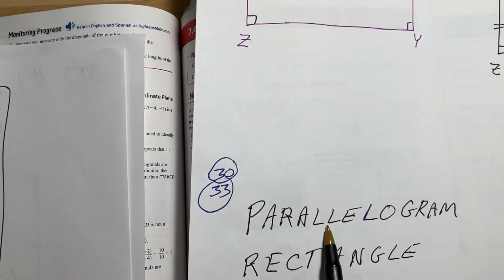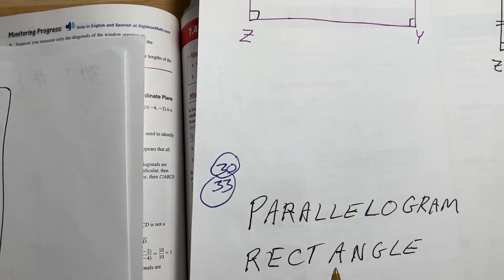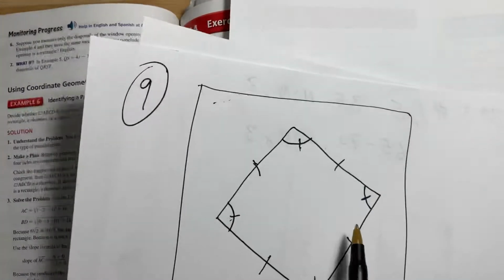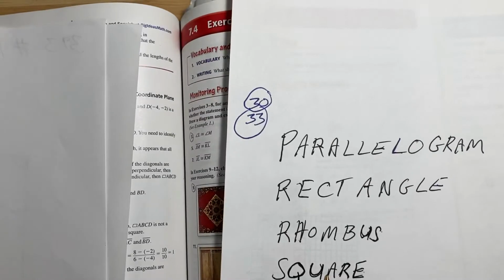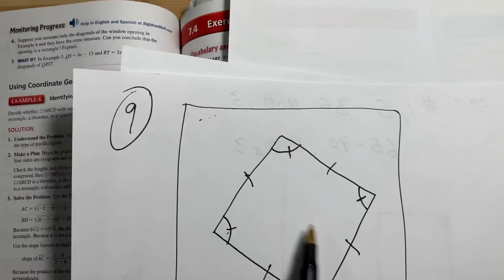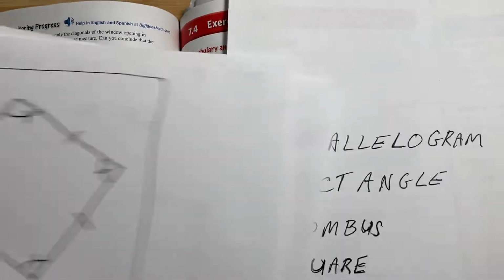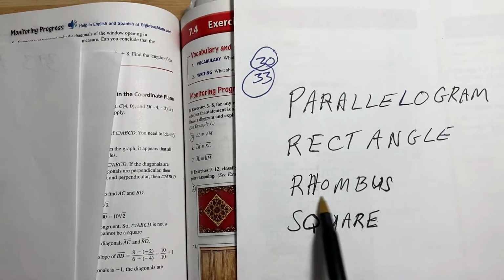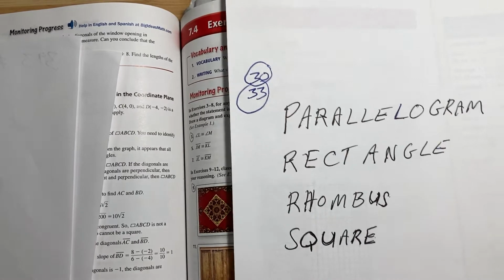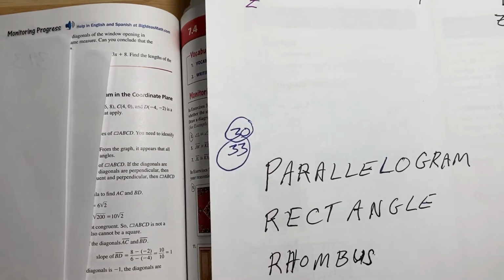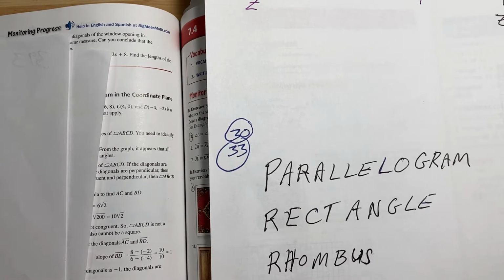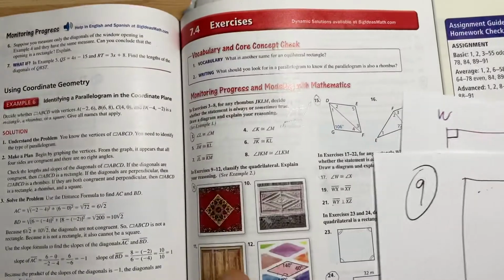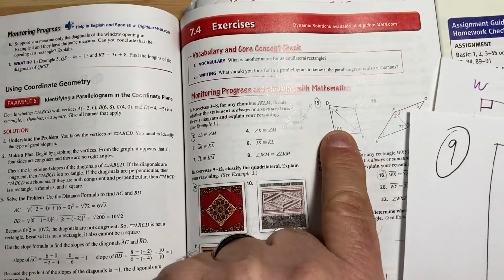Is it a parallelogram? Yep, opposite sides are congruent. Is it a rectangle? Yep, because it has 4 congruent angles. Is it a rhombus? Yep, has 4 congruent sides. Is it a square? Yep, because it's equilateral and equiangular. So the most precise one is square. So you put the most precise one. It's a square.